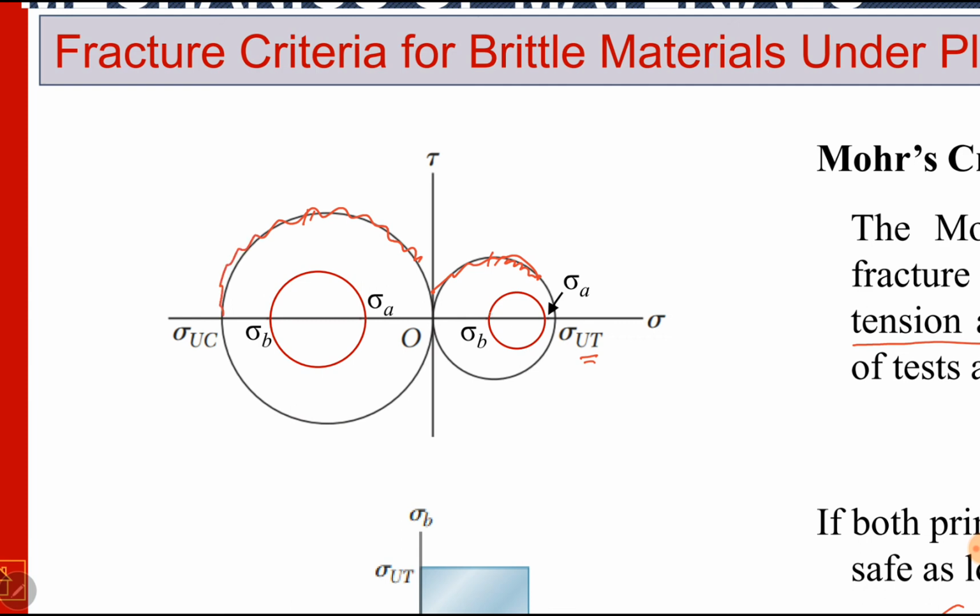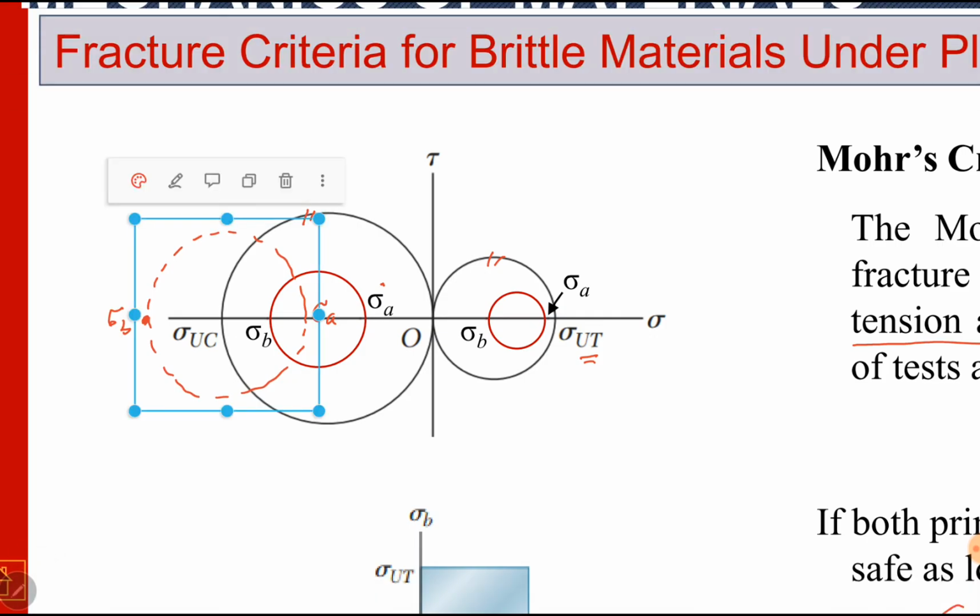If the Mohr circle of your structure is within the outer circle, both sigma A and sigma B are less than sigma ultimate tensile. It is safe. In case of compression, if the Mohr circle of your structure is within this circle, both sigma A and sigma B are less than sigma uc, so it is safe. For example, if your structure is under compression and you draw a Mohr circle and it is of this type, this sigma B is greater than sigma uc, the ultimate compression strength, so the material is no longer safe.